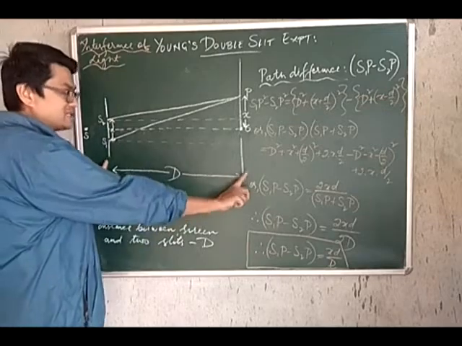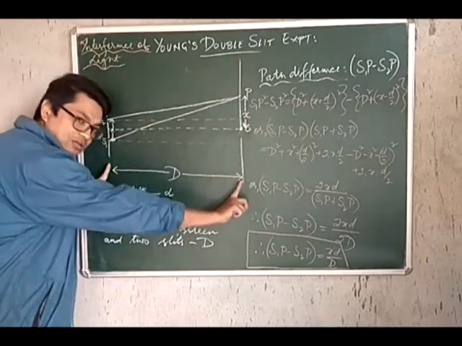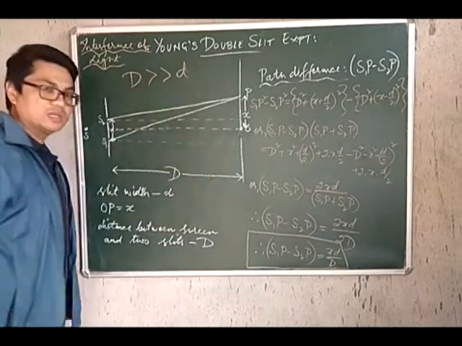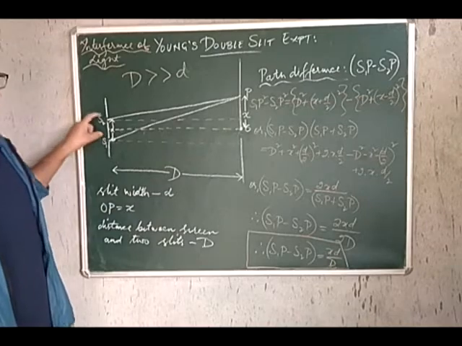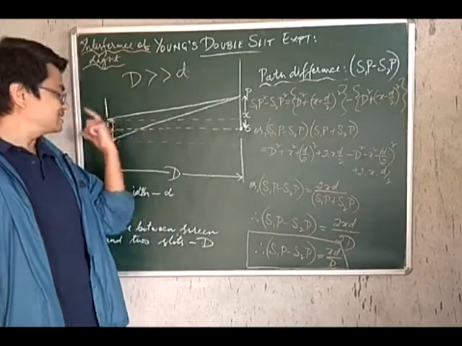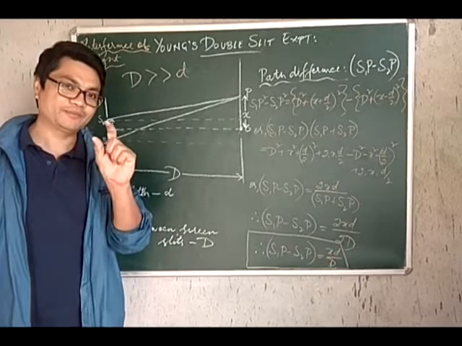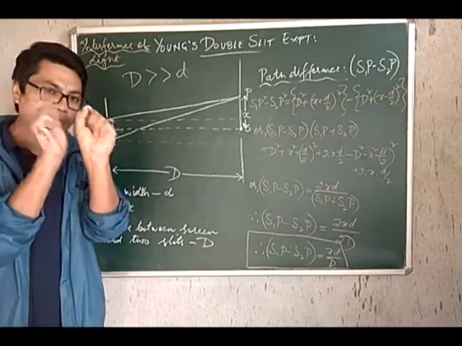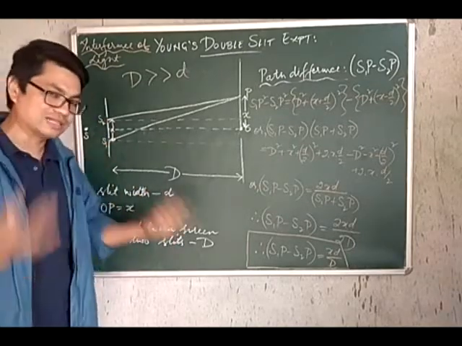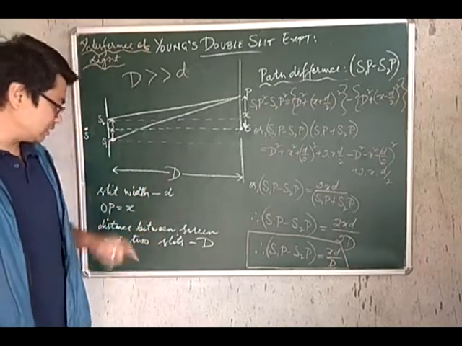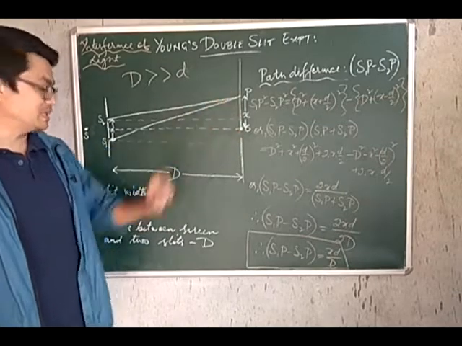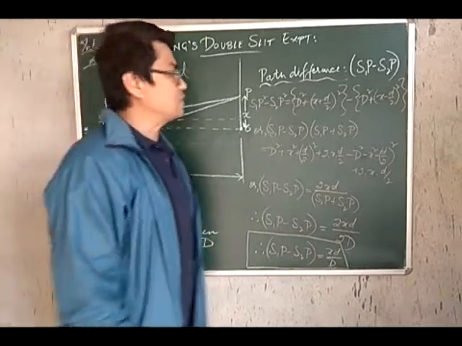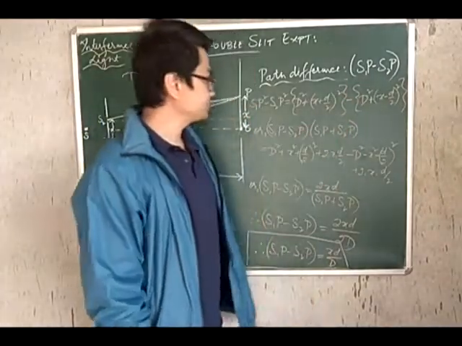And capital D is the distance between the screen and the two slits. So this distance is capital D. Capital D is much greater than our small d, do not forget that. The slit separation is very small. The slits are very, very tiny holes, and the separation between the two slits is very small. And OP, like I've already told you, is x. So if that's the case, we want to calculate S1P minus S2P.